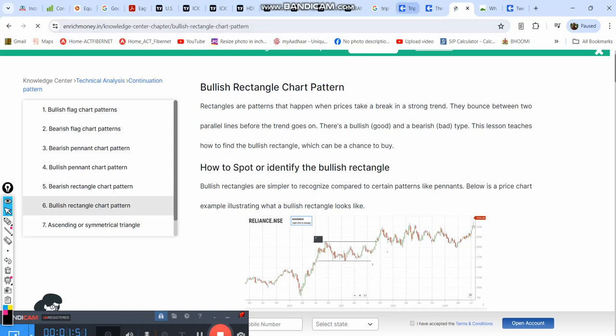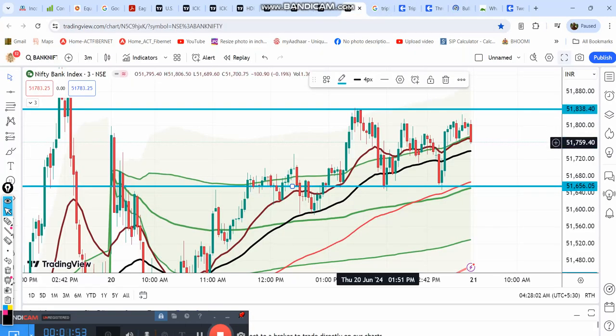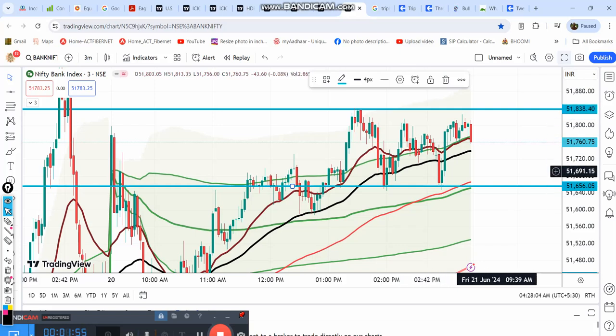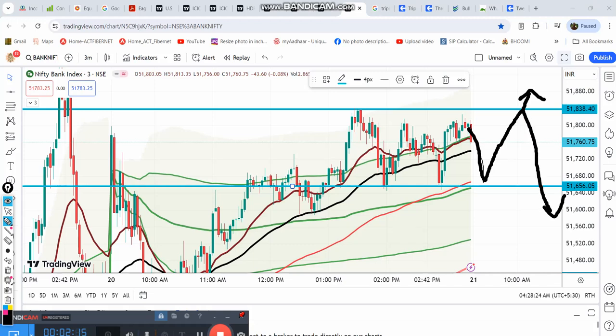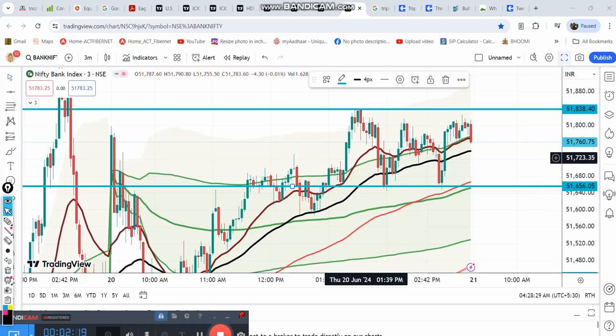So it could be anything here. It is between two parallel lines. Again, I'm expecting it to come back to 100 EMA. It will come back to 100 EMA, and again it will go up. So it may try to. If it doesn't break this resistance, it will fall back to 200. So it can be anything actually here.